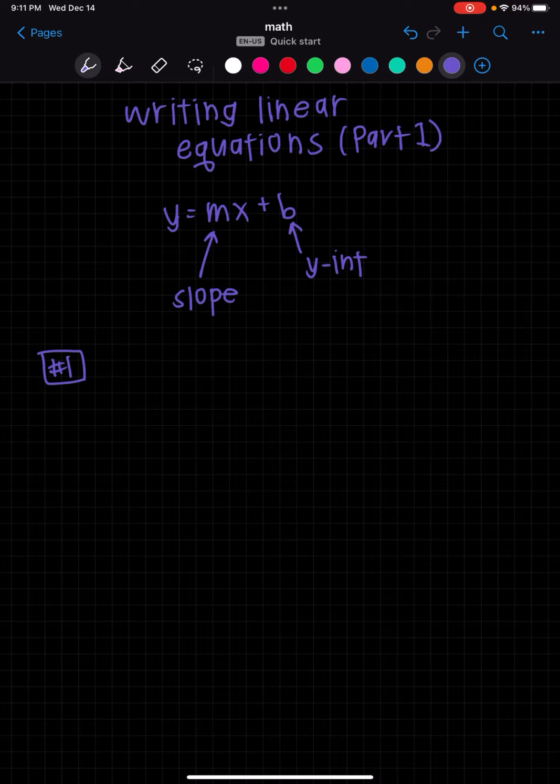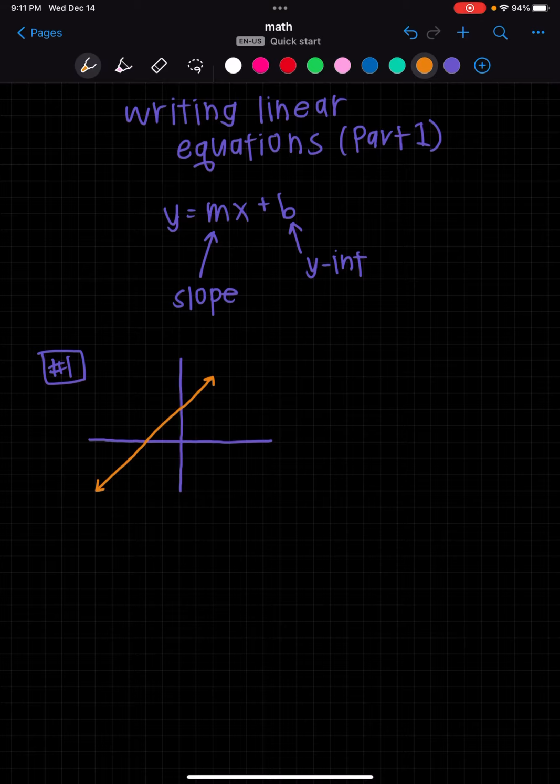The first example, the graph looks like this. Sorry, it might take me a second to get it. Okay, so there's our graph.